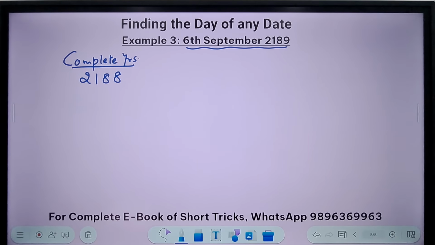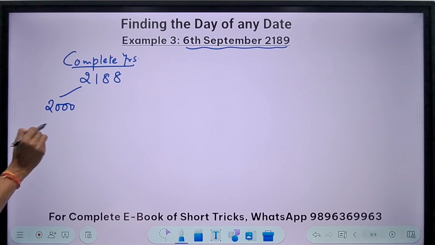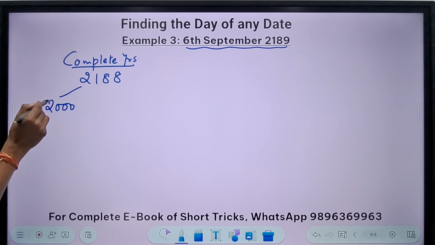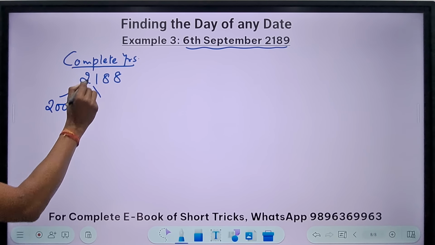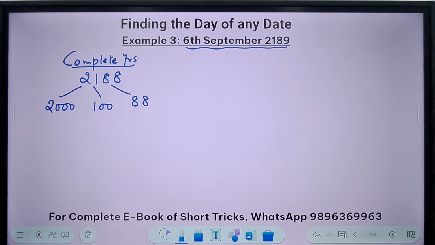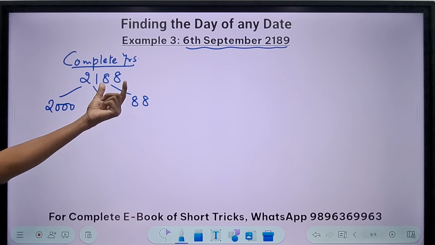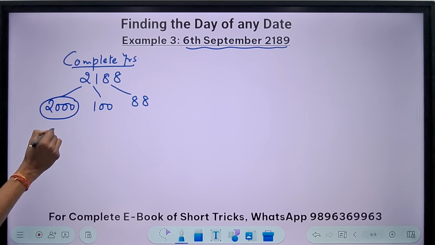So if you have to split it, you have to split it as 2000, because this is divisible by 400, not 4, 400. And then 2000 plus 100 and then 88. See, these are multiples of 400, these are multiples of 100, and then the remaining years. Corresponding to multiples of 400, you always have a 0.